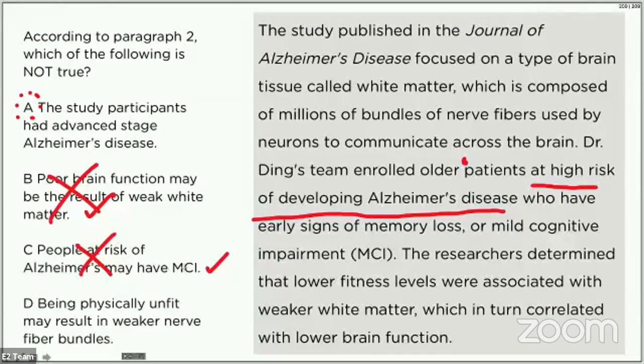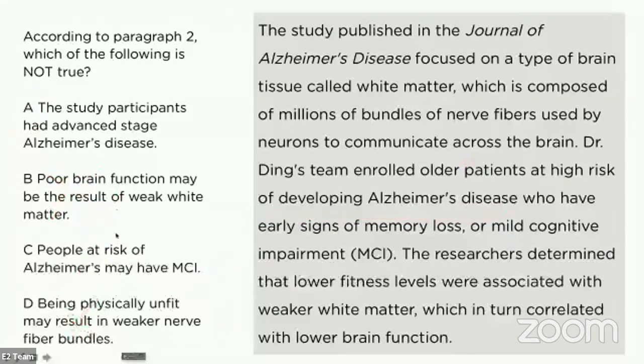D, being physically unfit may result in weaker nerve fiber bundles. Okay. Lower fitness levels are associated with weaker white matter. What is weak white matter? Weak white matter is the bundles of nerve fibers. That is true, so we're going to eliminate it. The answer is there, A. If you got A for number 2, well done.